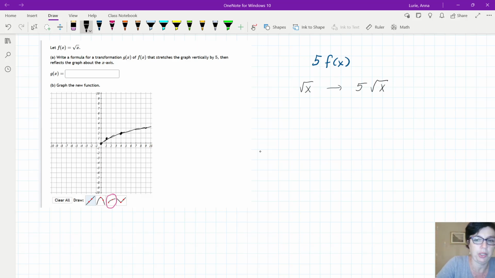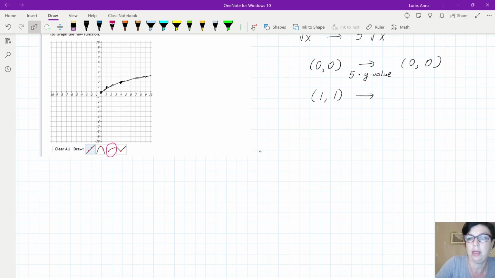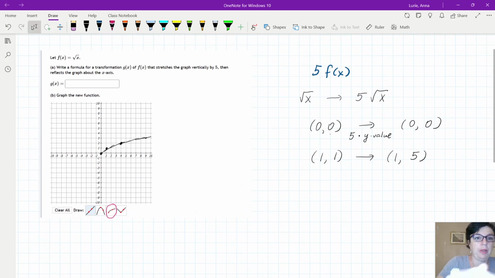So for each point, for example (0, 0), what is going to happen to that? The y value gets multiplied by 5. So 5 times the y value, that's what you want in the vertical stretch. So for (0, 0), x does not change, and 0 times 5 is also 0, so (0, 0) is going to stay the same. But what about one more point? Let's say (1, 1). Again, we do 5 times the y value, which makes it (1, 5). That's what's going to happen.